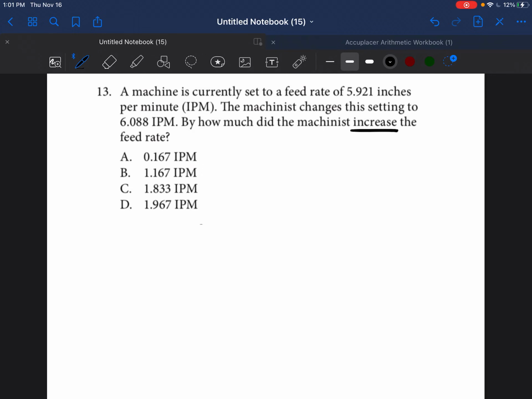Okay, so it's saying there's going to be an increase. So an increase means a number is going to be a little bit less than, and it's going to increase to another number. If you're trying to find an increase, that means that there is a difference between the initial amount and the next amount. If we're trying to find the difference, that is a word in math that denotes that we are subtracting. So we're going to subtract the higher number, which is 6.088, and we're going to subtract 5.921. So let's go ahead and subtract that.